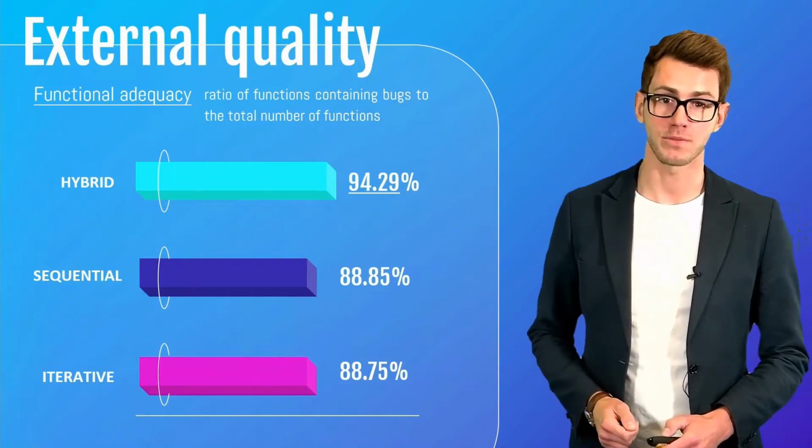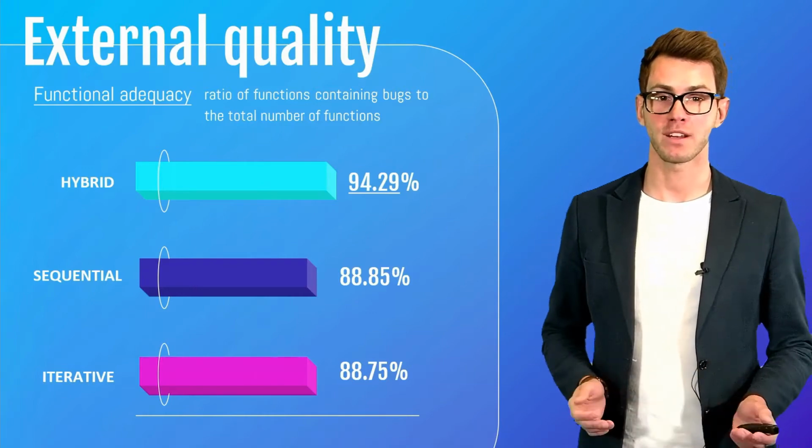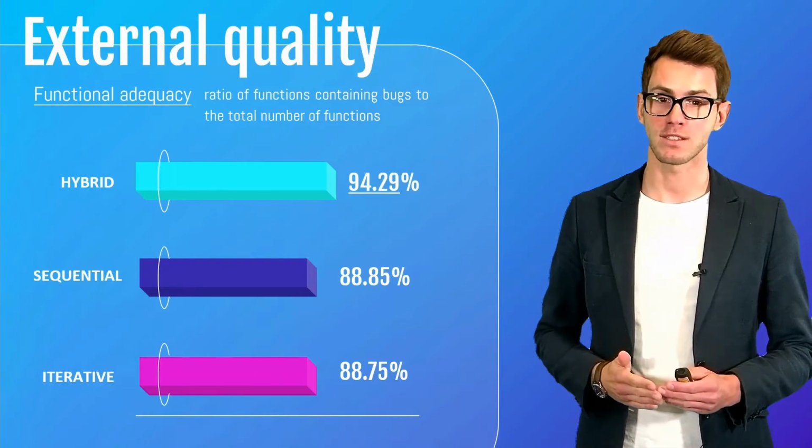It is plausible that the highest scores of the hybrid teams is an outcome of combining incremental delivery and formalized testing phase.